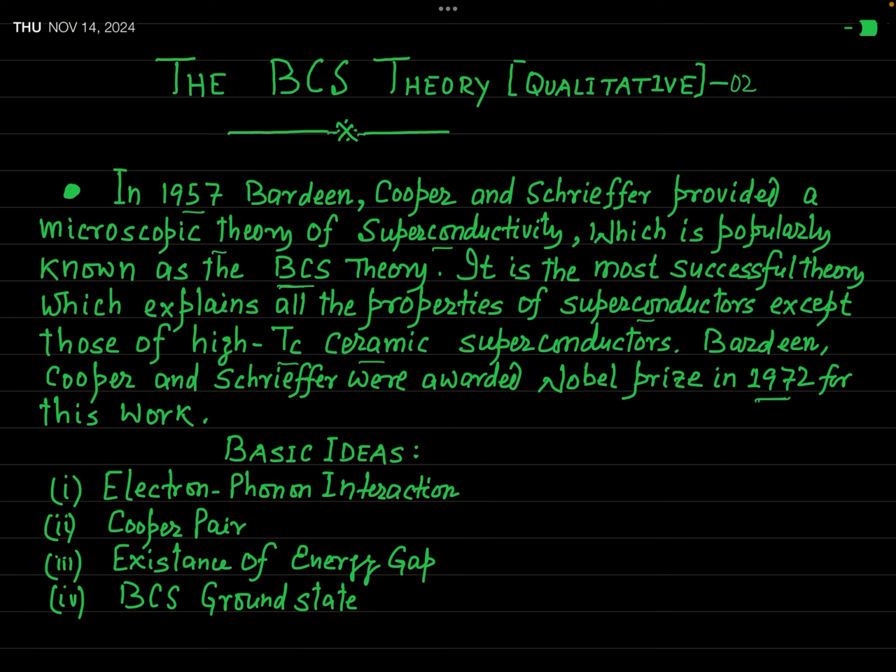Actually, we are going to see the explanation of four facts regarding a superconductor or superconducting state in this theory, and those are electron phonon interaction, Cooper pair, existence of energy gap, and BCS ground state. In our first part of the lecture you have already seen the explanation of electron phonon interaction and Cooper pair. Now in today's lecture we are going to explain the existence of energy gap and BCS ground state. So these two basic ideas we will see in this present lecture.